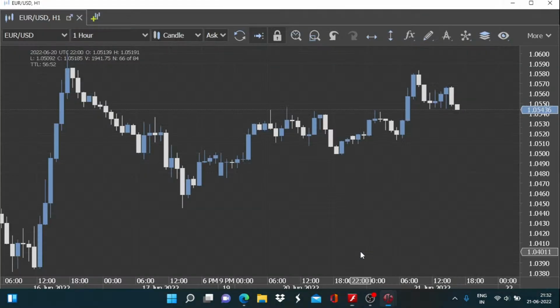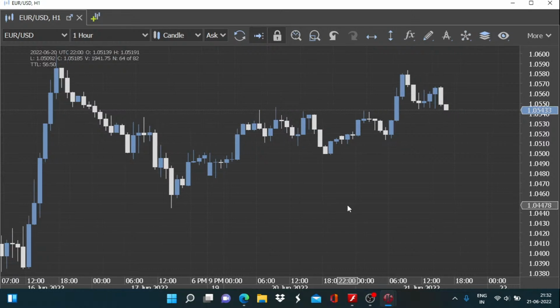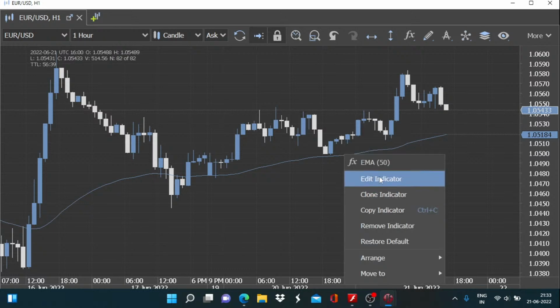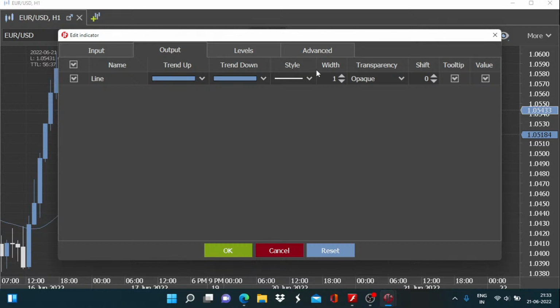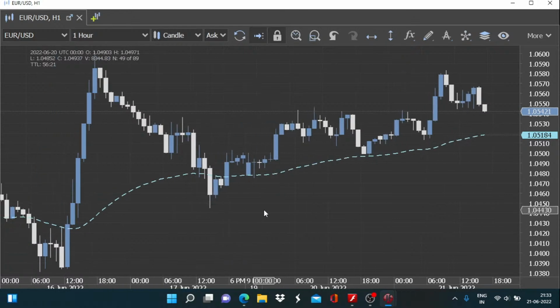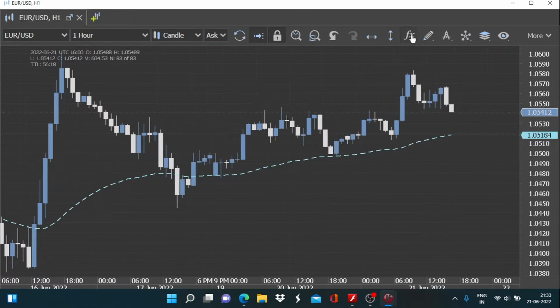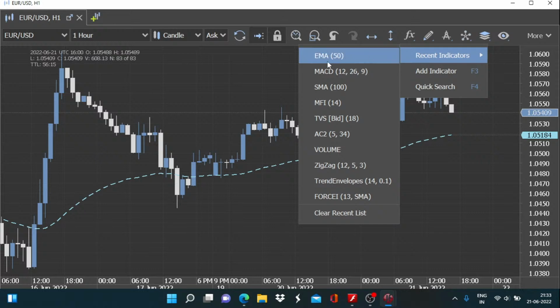So now let us head to the JForex board, and here there is the Euro USD chart plotted on the hourly candle period. I will add the EMA indicator. There is the EMA 50. I will edit it, increase its width and style to make it more attractive to look at. That's about it. And we add one more EMA line.